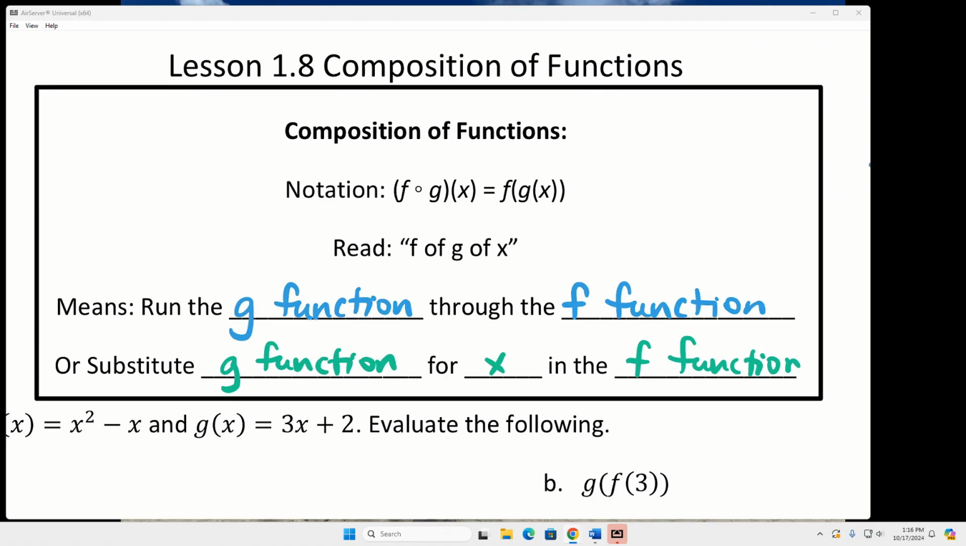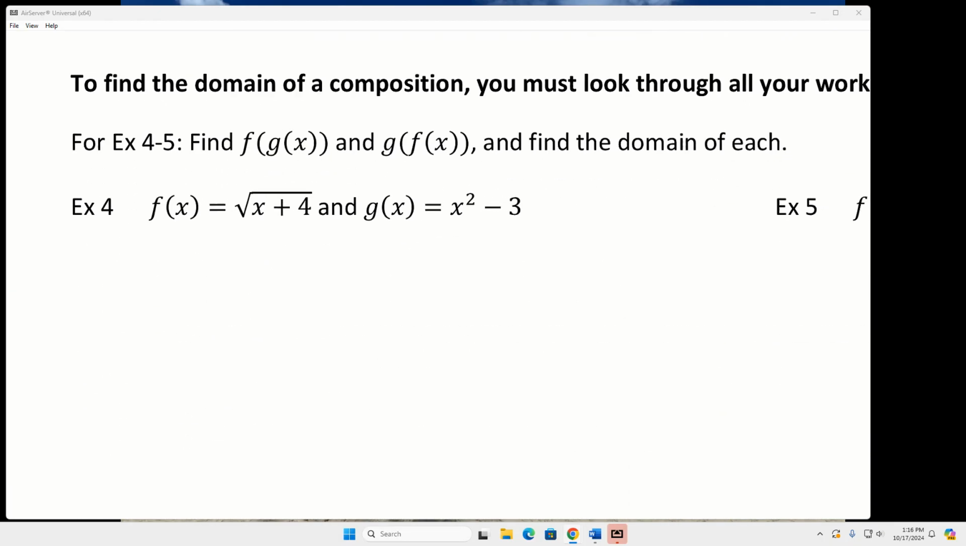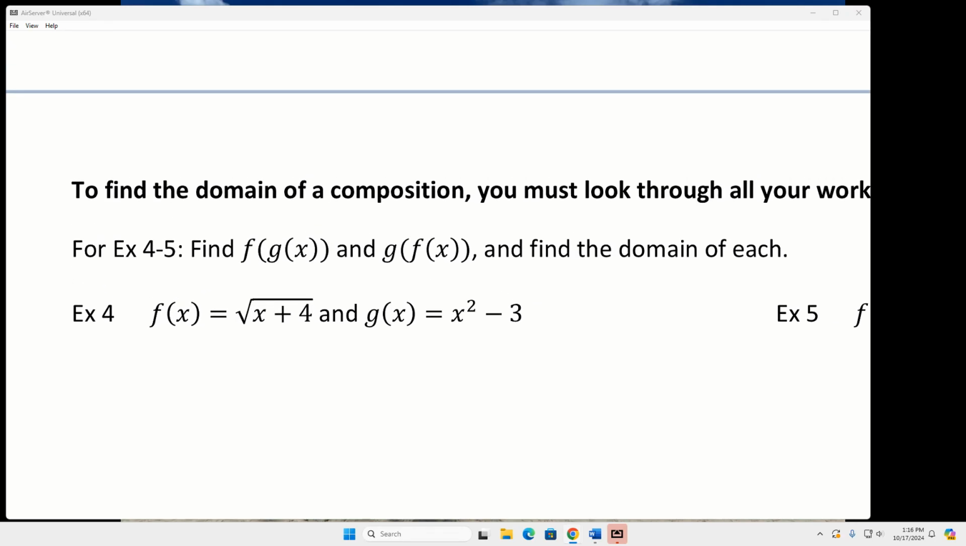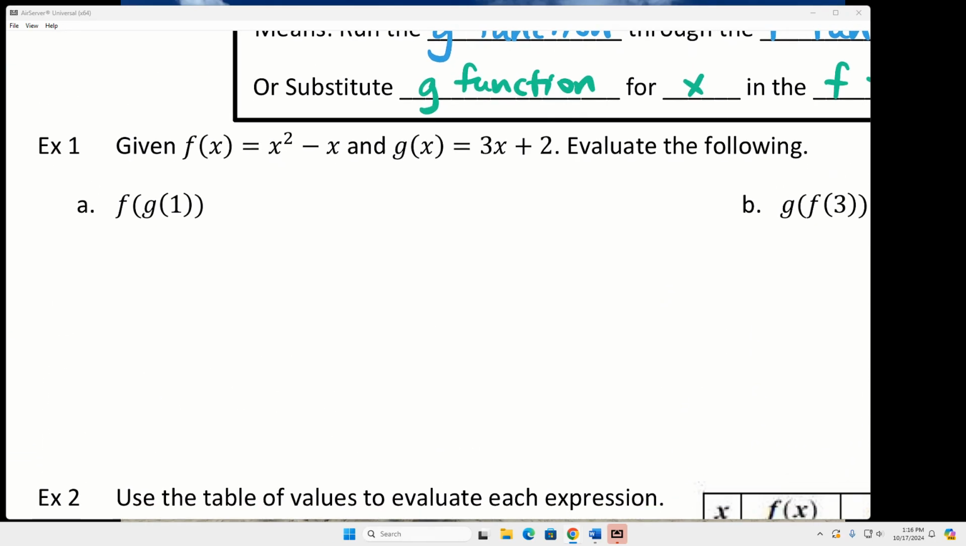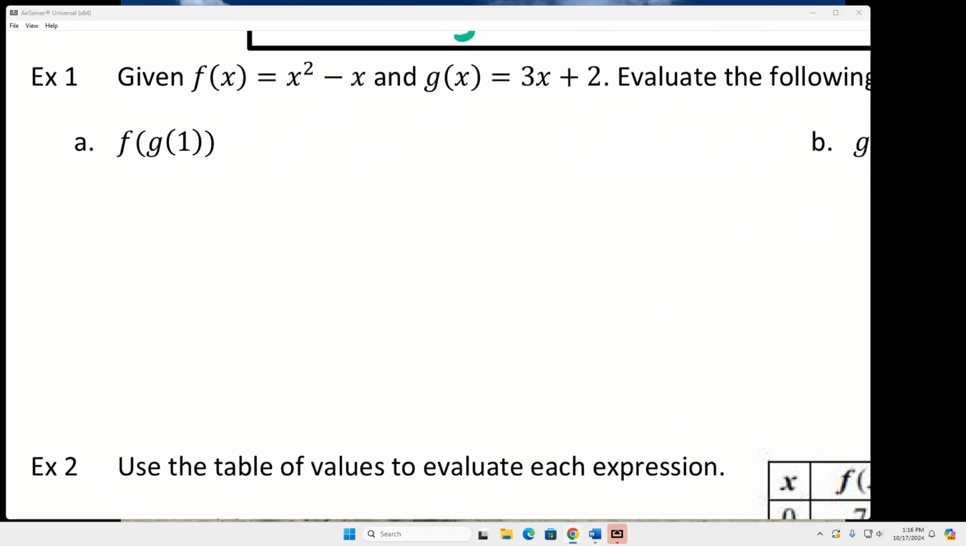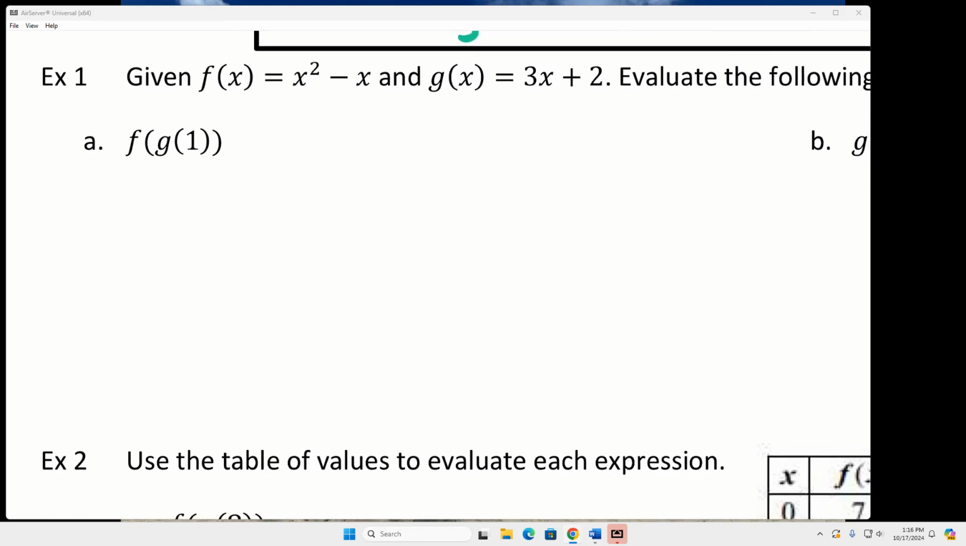All right, so today we're going to evaluate composition of functions. So we're just going to do the front, and then tomorrow we'll do some that are a little more complicated, algebraically, I guess. So on number 1, example 1, we have that f of x is equal to x squared minus x, and g of x is 3x plus 2. And so on A, we want to find f of g of 1. And so just like with pretty much everything you've ever done in math, you start on the inside and work your way out. So that's what we're going to do.